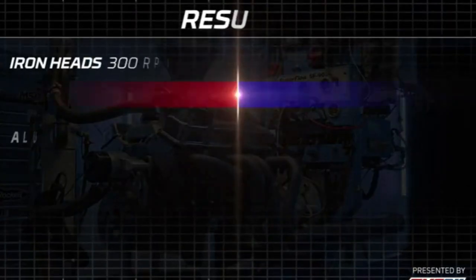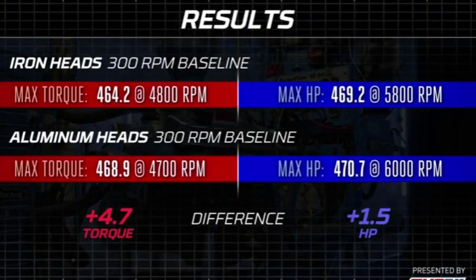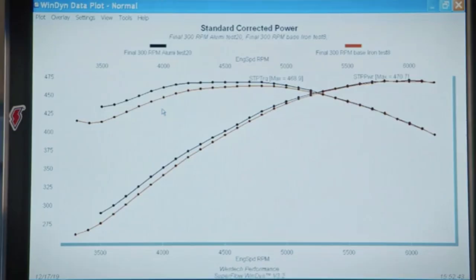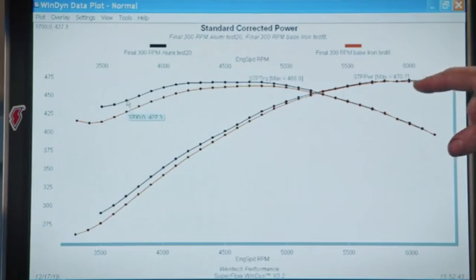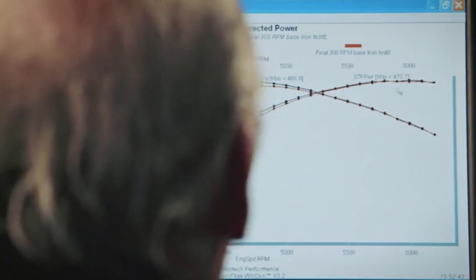Here are our numbers with the aluminum heads: 468.9 pound-feet of torque, 470.7 horsepower, which doesn't mean a lot until we overlay the power chart with the iron heads. Here goes. Whoa. Boom. Wow. Black line is the aluminum head, red line is the iron head. Look at the difference below the 5250 torque and horsepower crossover. It is huge. And then up top, it's much less of a difference. It's down to 1 or 2, but honestly, the advantage is still to the aluminum head.